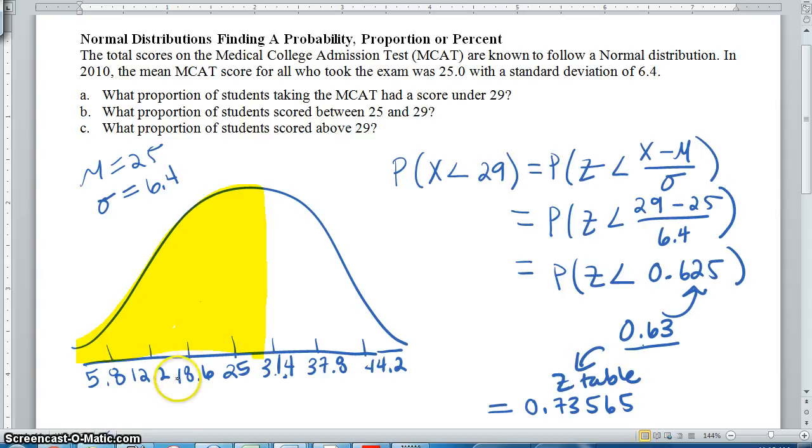So the proportion of students taking the MCAT that had a score under 29 is then going to be equal to 0.74. I'm just going to round it to 2 decimal places, or you could think of this as 74%.